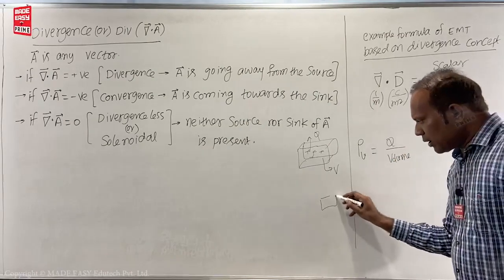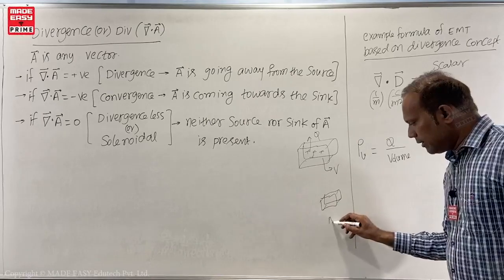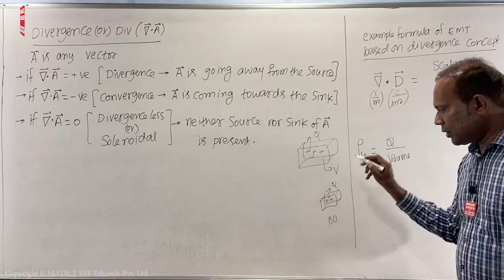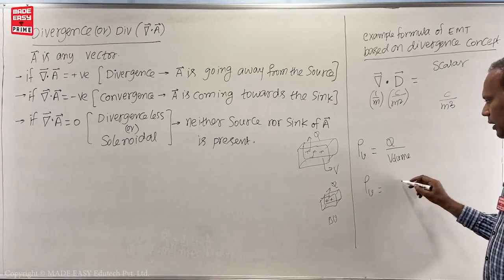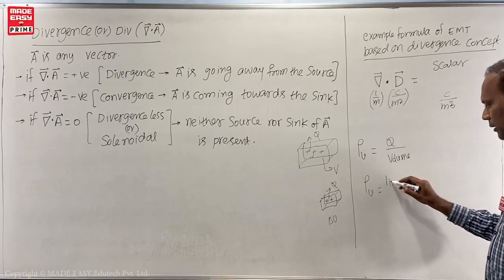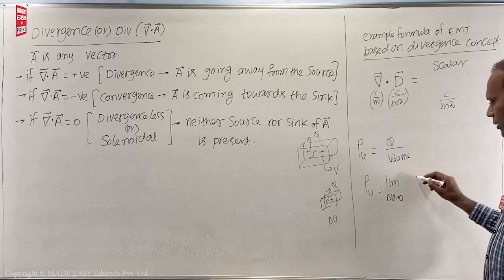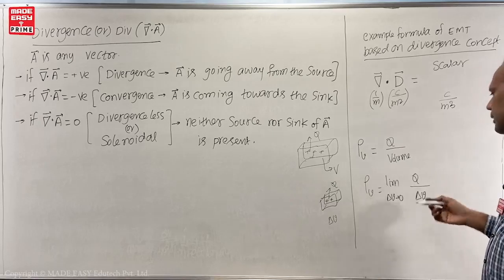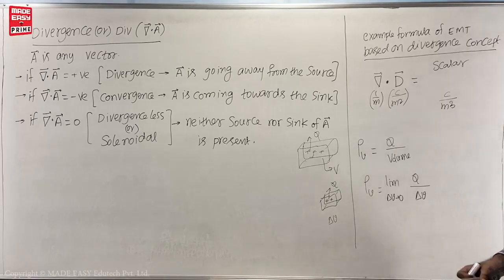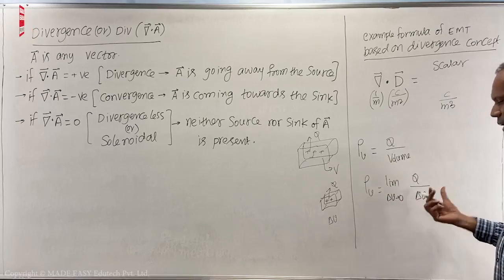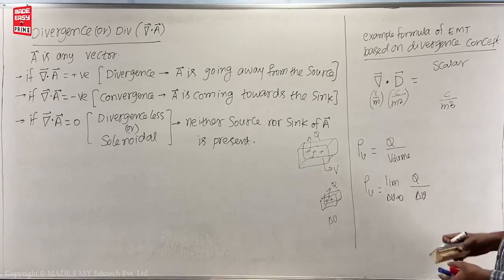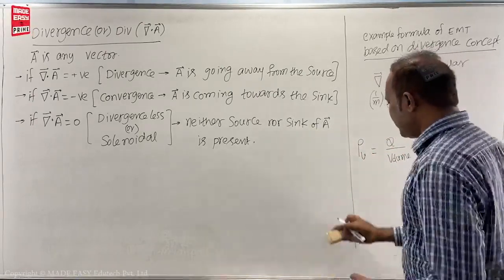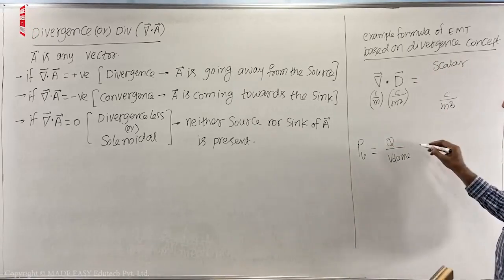If there is a very small volume called del V, or dV, and some charge Q is there, then the definition is rho V equals the limit as del V tends to 0 of charge divided by del V. So this is also one of the definitions. It doesn't matter if the volume is big or small. Ultimately the formula is charge by volume. Charge by volume is the definition of volume charge density.